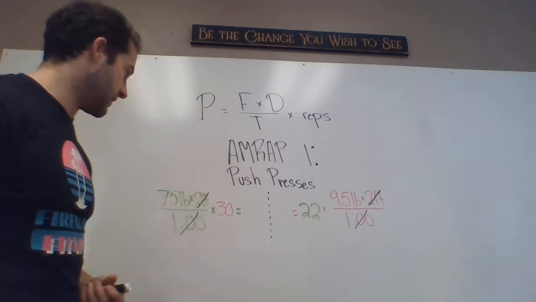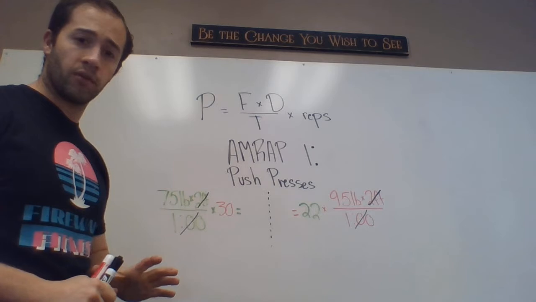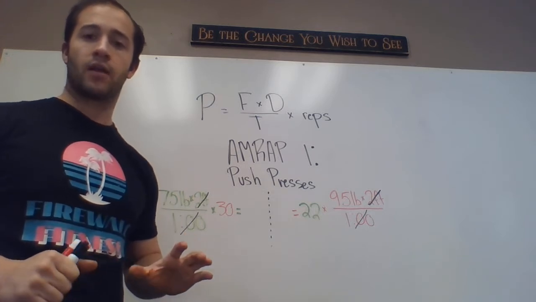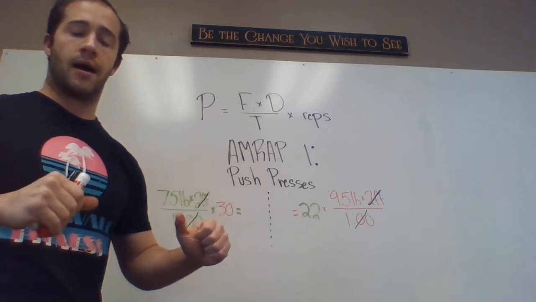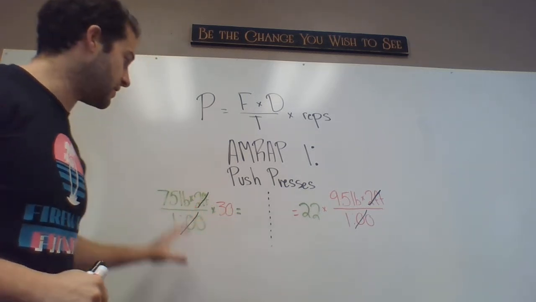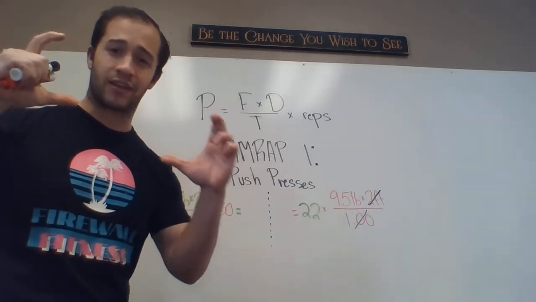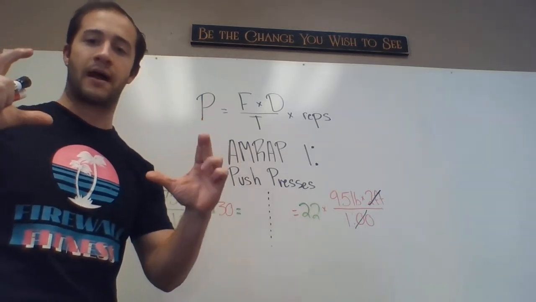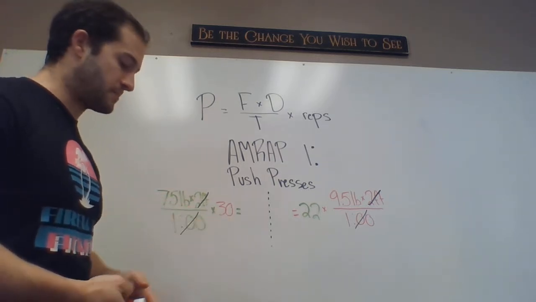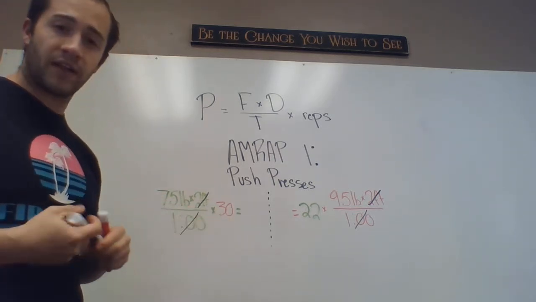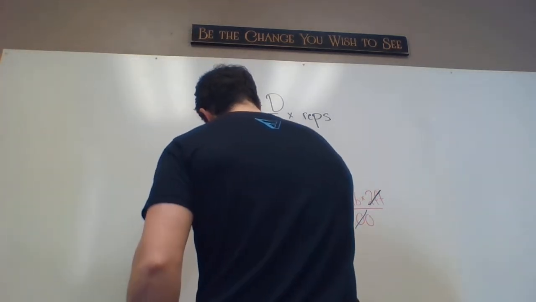And now we're going to see what our power output is. Again, normally if you're comparing different loads and different time frames and different reps that you're getting in, there's going to be more variables that come into play. But this is specifically just looking at weight selection and power output. So the 75-pound bar, we get 30 reps. If you multiply that out, that's going to give you 2,250.